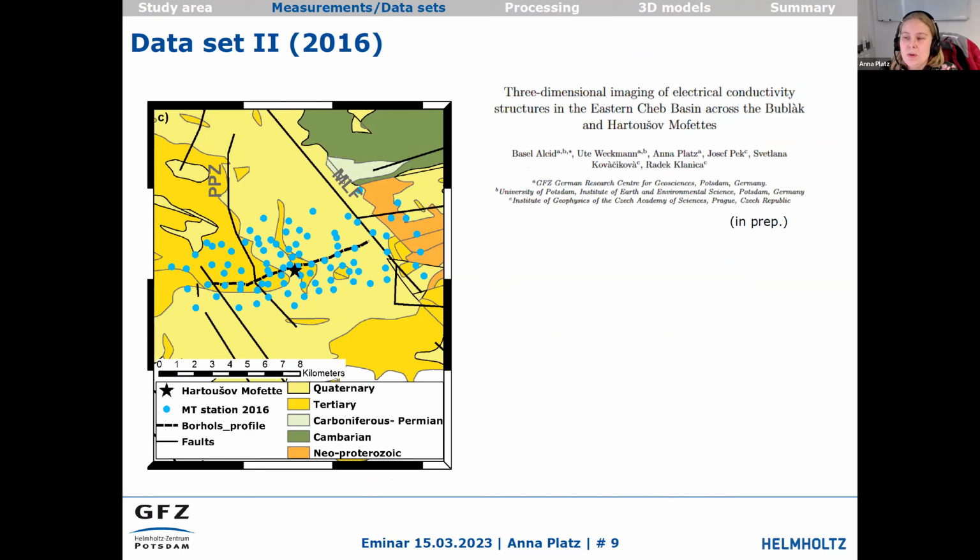The second data set, which we measured in 2016, and the data points are shown here. Here we really focus on a very small area, only 10 by 5 square kilometers in total. And all these stations are very close to two known mofettes in this area. And the aim was to map directly below the mofettes the pathways which we expect there. The data of this field campaign is also not yet published, but processed. And we also did a 3D model for this local grid. The results will hopefully be published soon in a paper, but also in a PhD thesis.